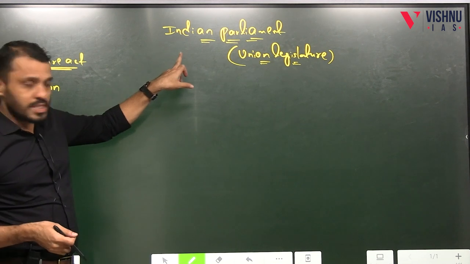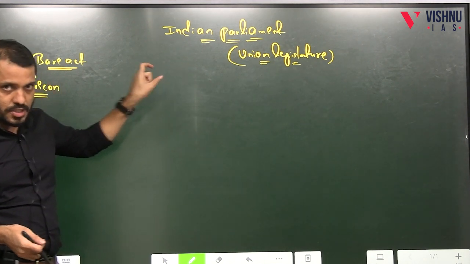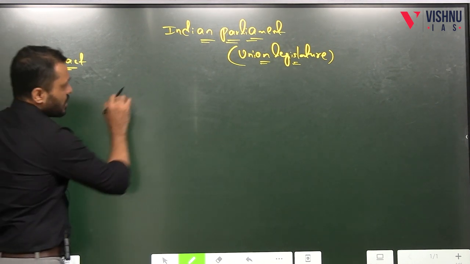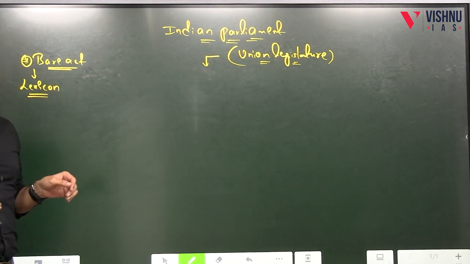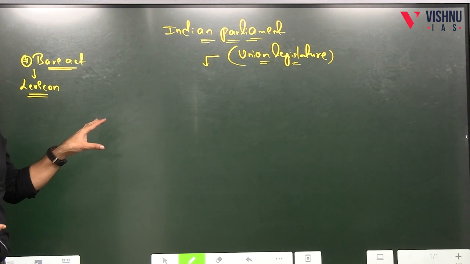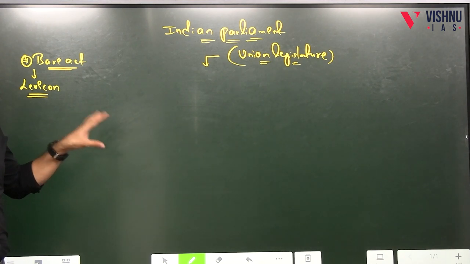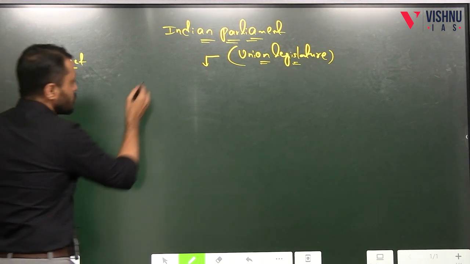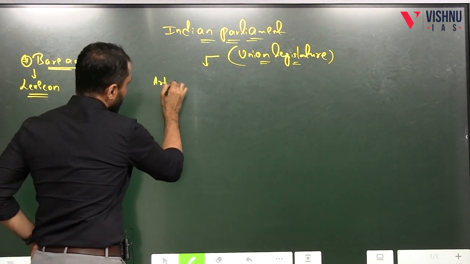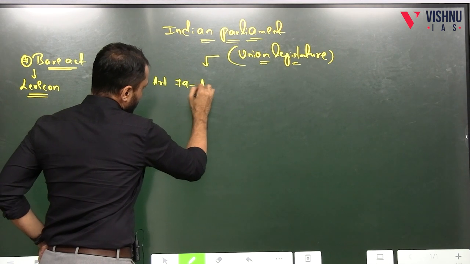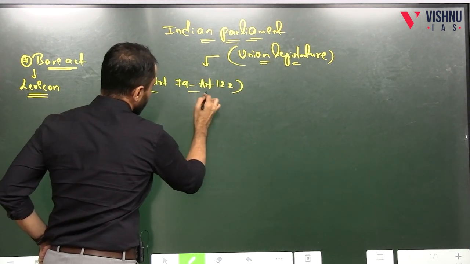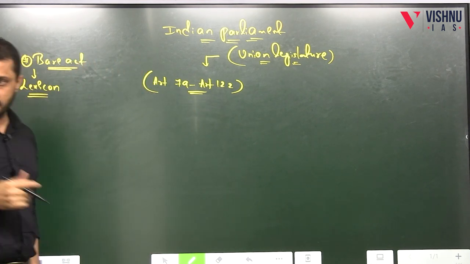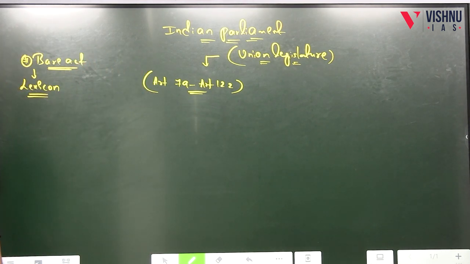So today's topic is about the Union Legislature. Students, the details about the Union Legislature are present in the Indian Constitution. From Part 5 onwards, Union, it talks about. Especially in the Indian Constitution, Article 79 to Article 122 talks about Union Legislature. Okay, these are the range of articles.